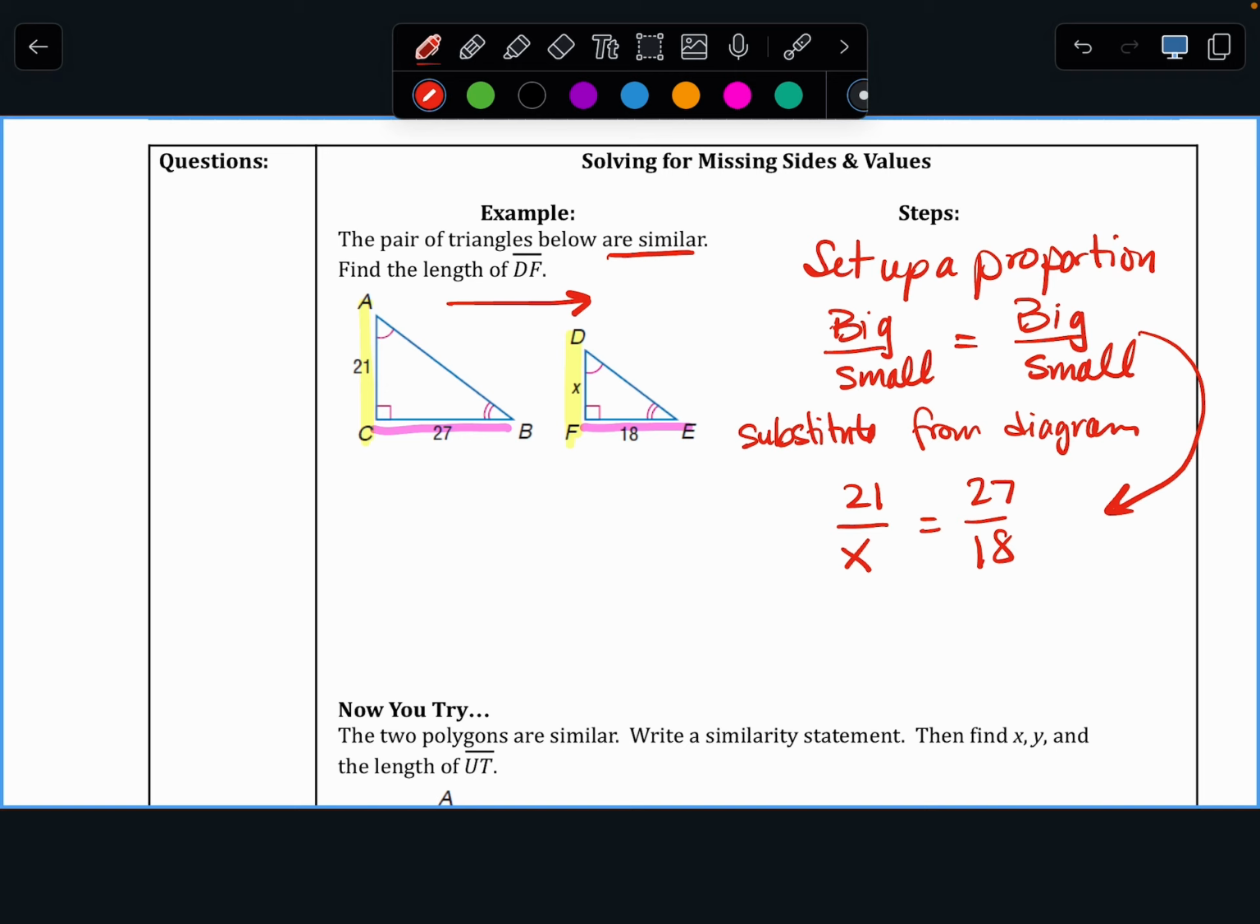Now, it's just a matter of solving. So we cross multiply. So that means we do 18 times 21, and x times 27. So that's 27x equals 378. And then we divide by 27. X is 14. That's it. So all we did was find the side that was missing.